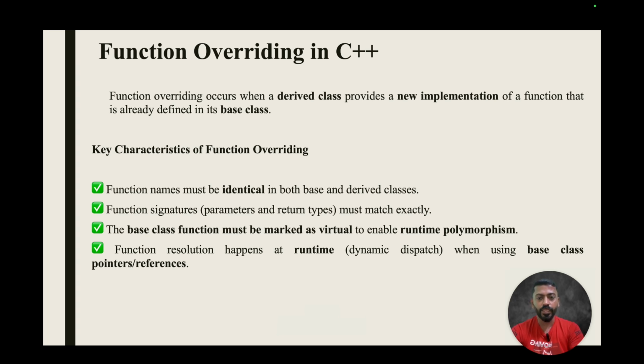Function name must be the same. Key characteristics of function overriding: the function name must be identical in both the base class and the derived class. The function signature must also be the same. For example, the parameter order is the same, the parameter type is the same, and the return type is also the same in the derived class function as well as the parent class function. The base class function must be marked as virtual to enable runtime polymorphism. The function resolution happens during runtime through dynamic dispatch using the base class pointer or reference.